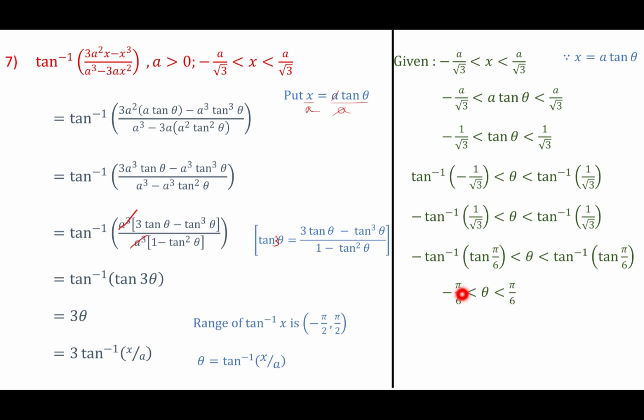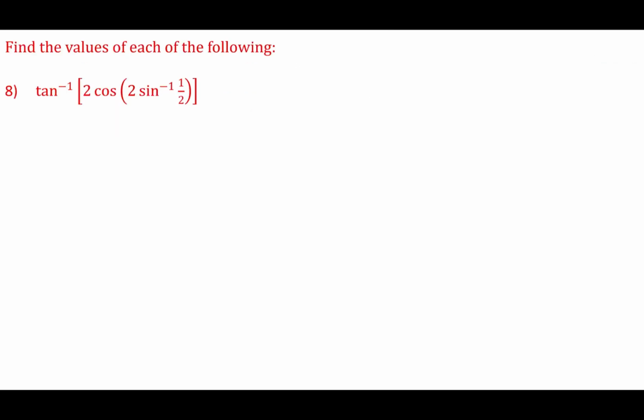But we need 3 theta. So multiply this inequality through by 3. If I multiply it by 3, it will be negative pi over 2, because 3 over 6 is 1 over 2. So this 3 theta lies in between negative pi by 2 and pi by 2, which is the range of tan inverse x. Check. That's all.